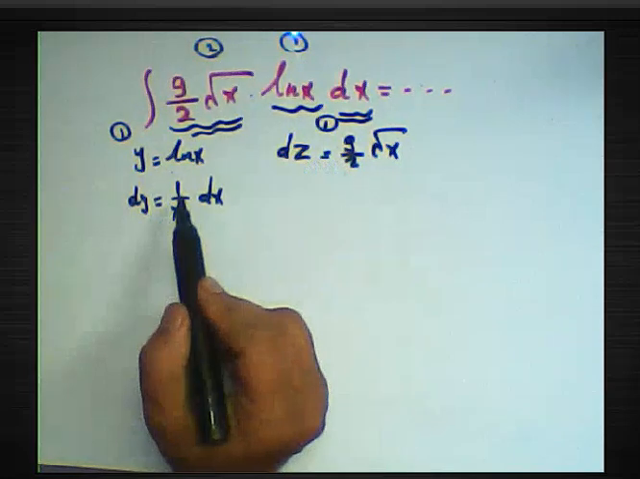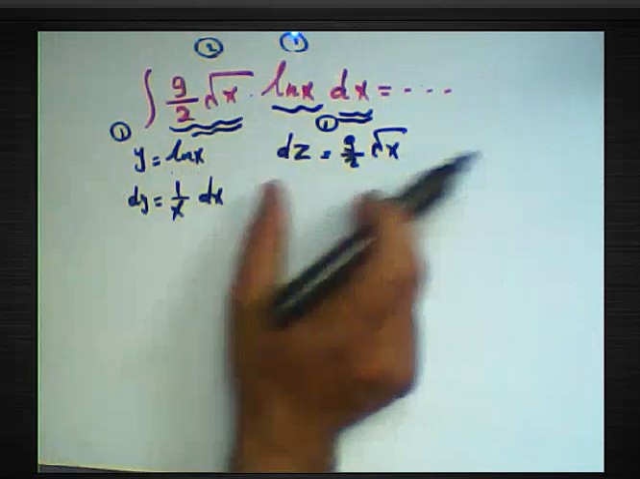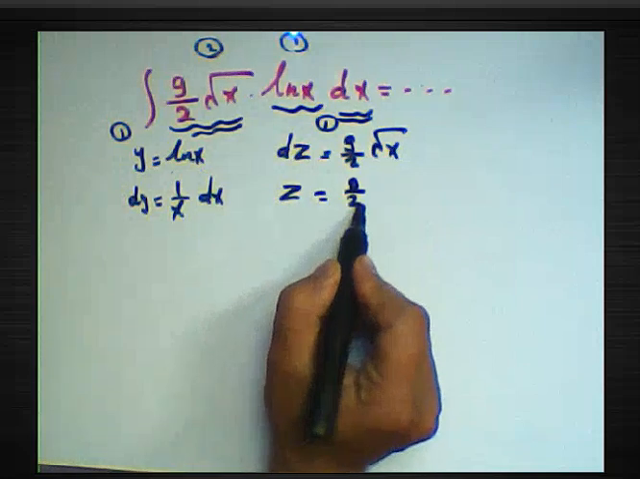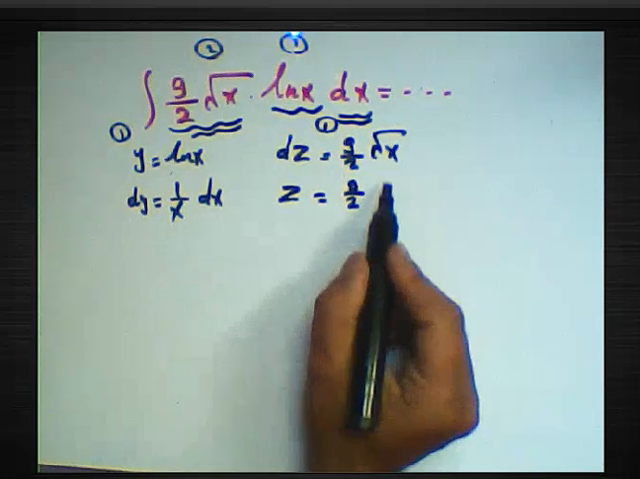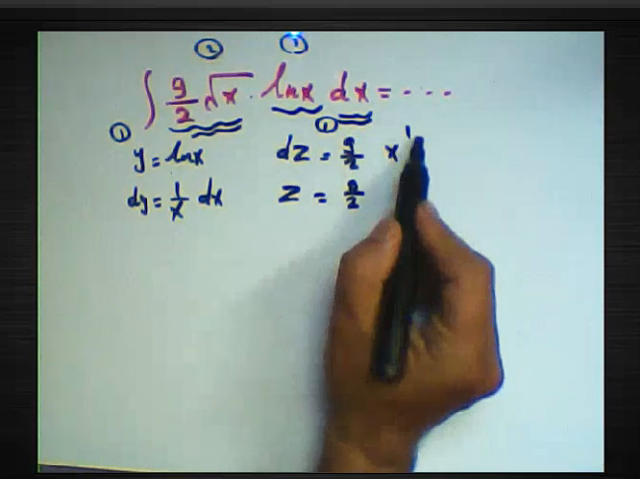I want to find the derivative of this function and the integration of this function. It will be z, and 9 over 2 is a constant outside, and the integration of this function, it means x to the power half.